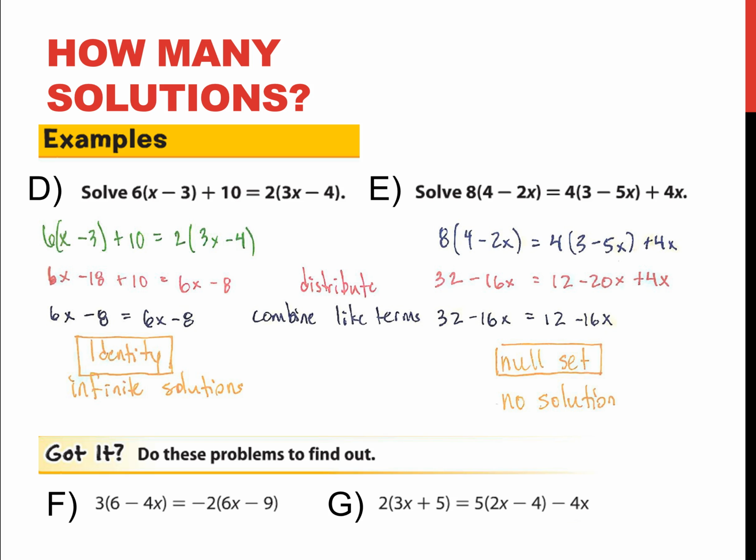So you can solve these without actually solving for the variable. Once you see a couple of terms on each side of the equal sign and you've combined all the like terms, it should be kind of straightforward to see if there's going to be one solution, no solution, or infinitely many solutions. So with examples D and E worked out on your screen in front of you, try F and G on your own. Yeah, I'm telegraphing. One of them is null set and the other one is identity. Pause the video and I'll be here when you get back.